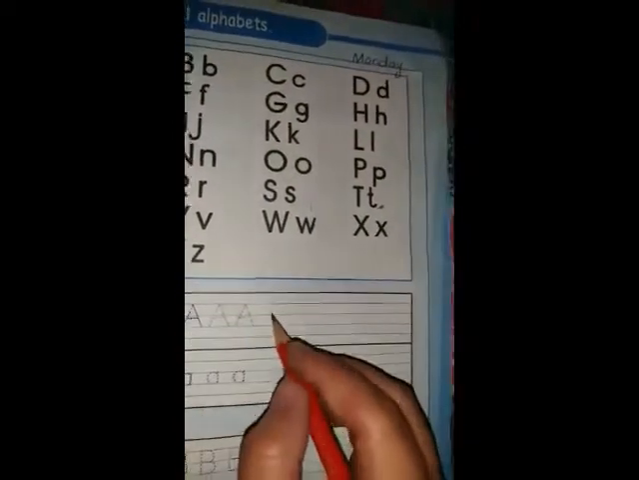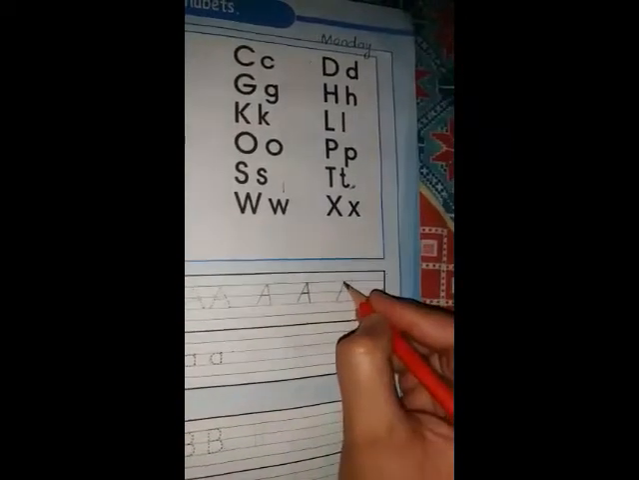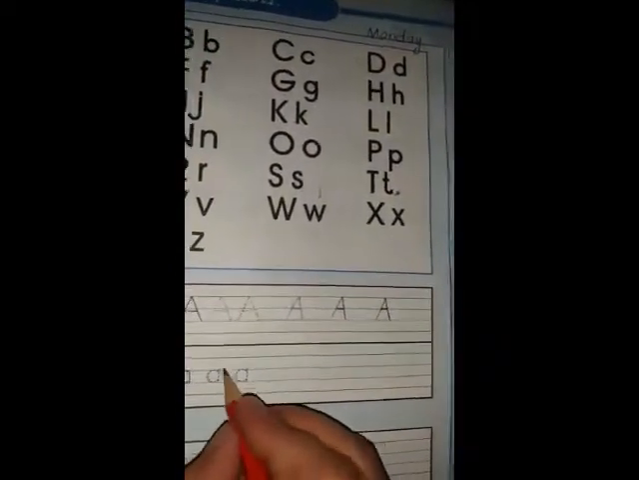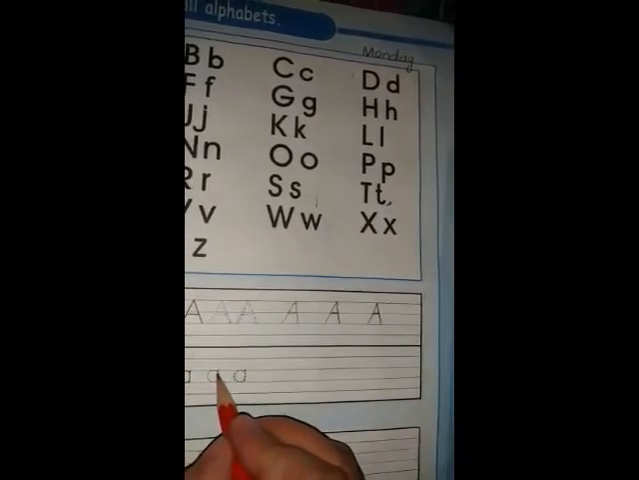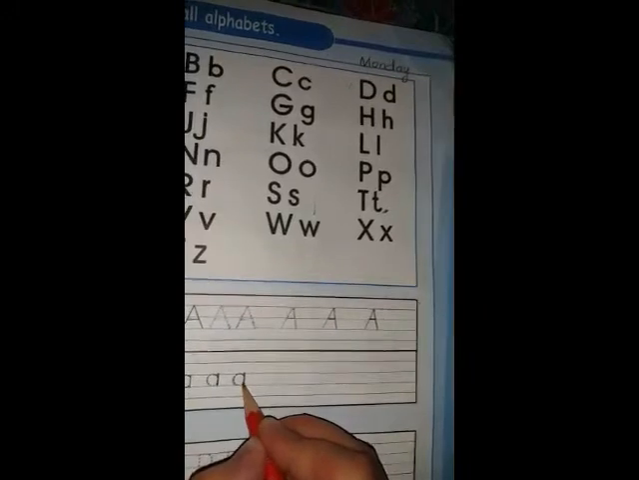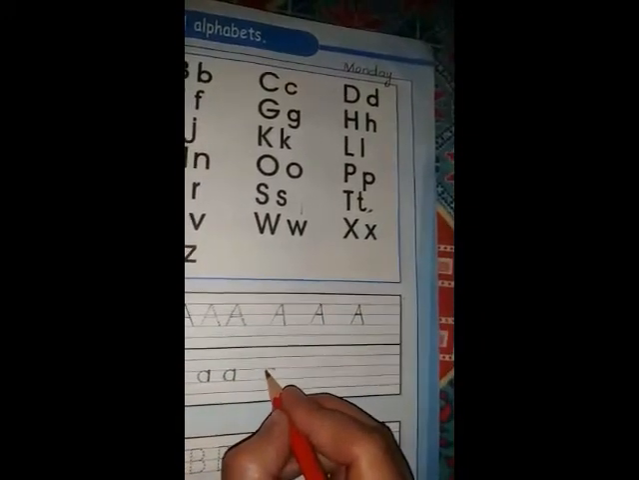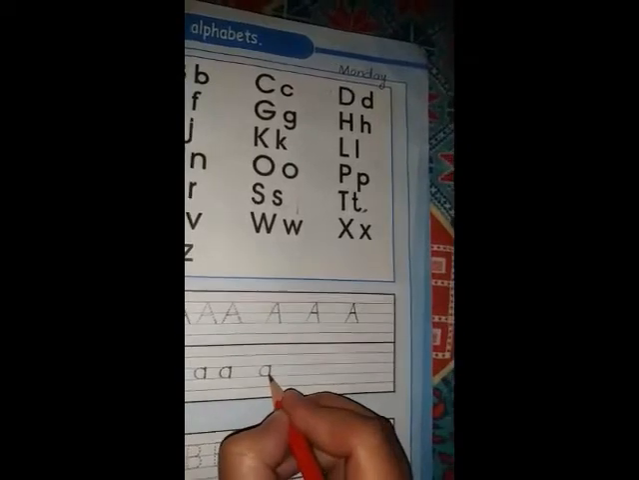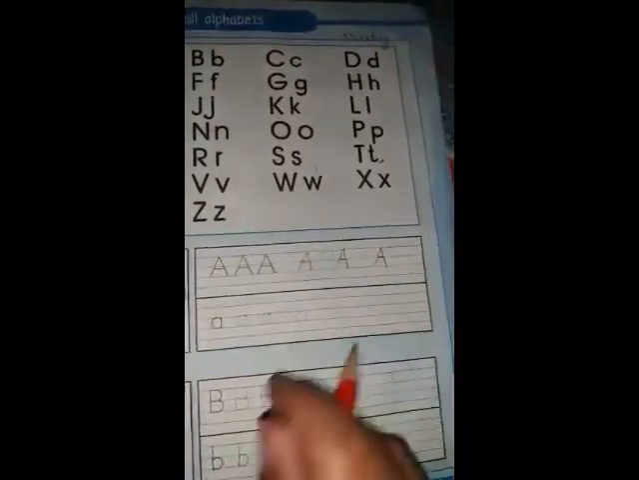Okay, now we write capital A by itself, in this pattern. We only write it 3 times. Okay, small a. The rhyme of small a is make a circle, go up, come down. Make a circle, go up, come down. And now write, make a circle, go up, come down. You write two times more.